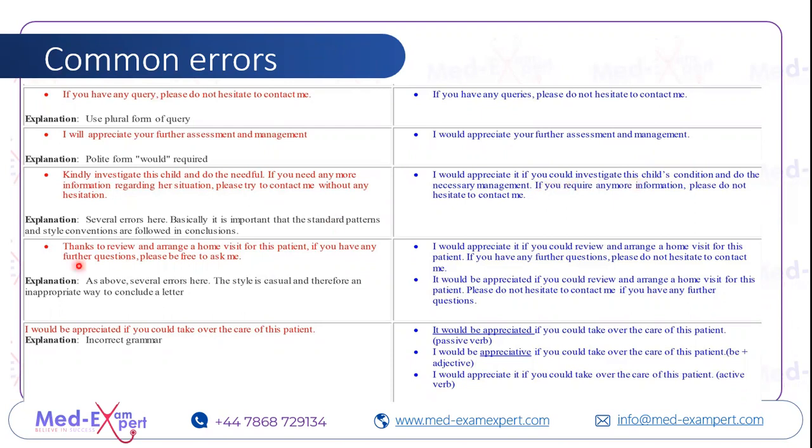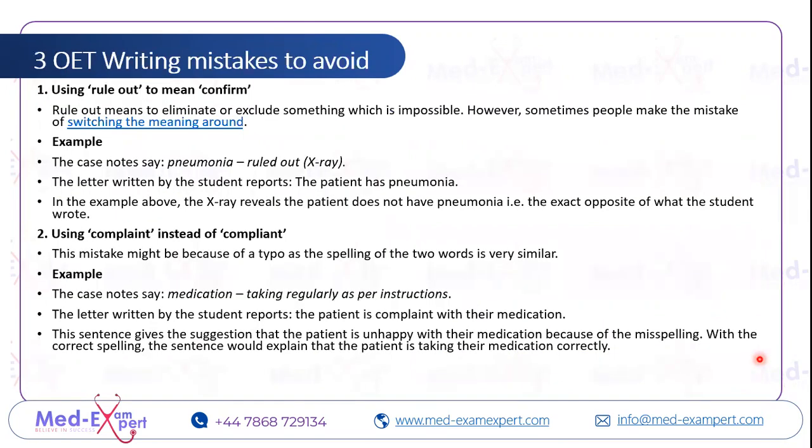Instead of "Thanks to review and arrange a home visit", write "I would appreciate if you could review and arrange a home visit." So I would appreciate if you could do this, or it would be highly appreciated if you could do this. Always make your conclusion like this. It's a completely formal letter.